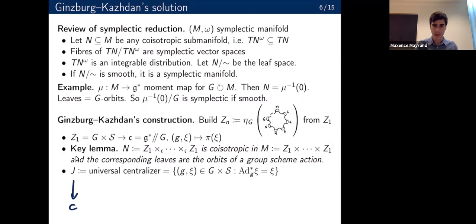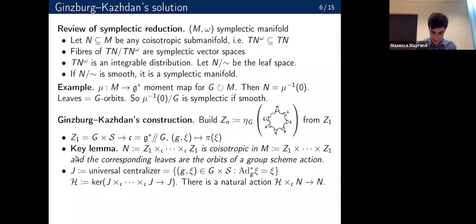But that's not the group scheme. The group scheme is the kernel of this map. The special property of this group scheme J is that it's an abelian group scheme. And hence, if you look at the multiplication map from n copies of J to J, since J is abelian, that's a group scheme homomorphism. And hence, you can take the kernel to get another group scheme on C. And that's the group scheme H.